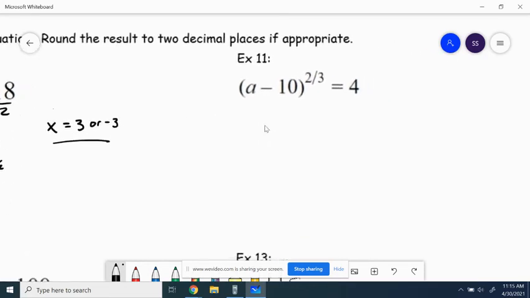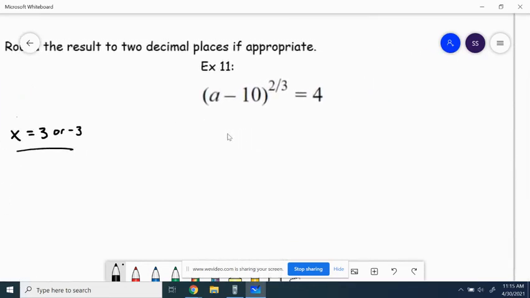All right, number 11, kind of similar to start. We want to get this 2/3 equal to 1. So I'm going to multiply this by the reciprocal, 3/2. And this will cancel out and equal 1. If I do it to one side, I need to do it to the other side. So now this is going to be 4 raised to the 3/2. Let's go ahead and just rewrite this. a minus 10 is equal to 4 raised to the 3/2.